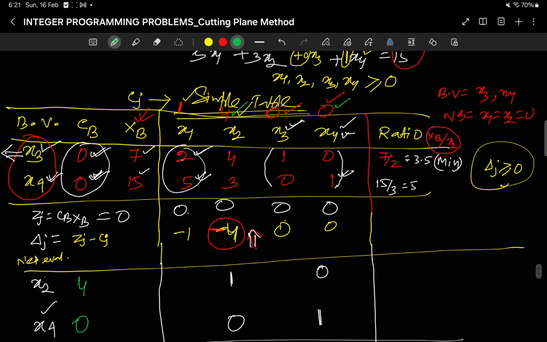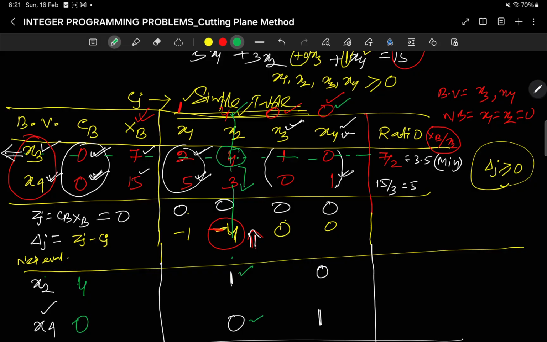This is my entering and this is my leaving. So this is my pivot position. Okay, so I need to bring this 1 and I need to bring this 0 as it is done here.